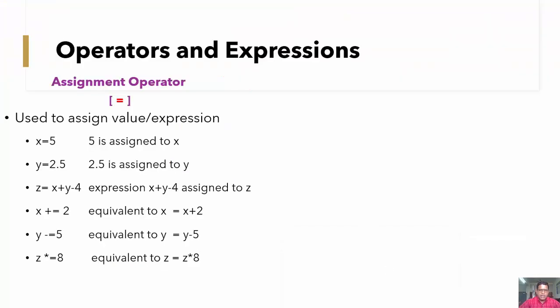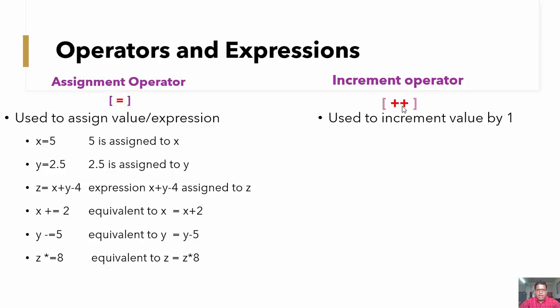Let us see the next, that is the increment operator. The increment operator is indicated by using two addition signs. There are two types of this increment operator, and it is used in order to increment the value of a variable by 1. The first one is called a pre-increment, whereas the second one is called a post-increment.